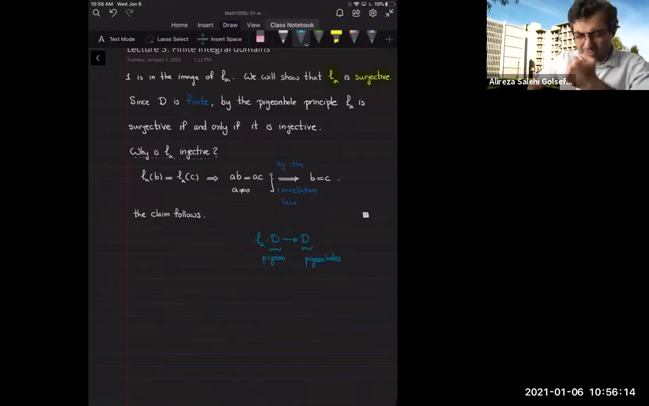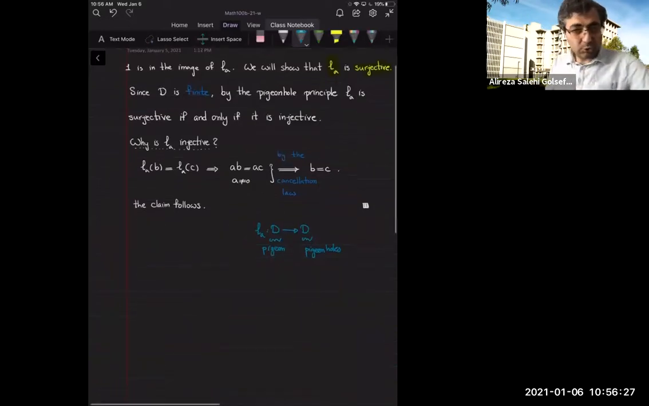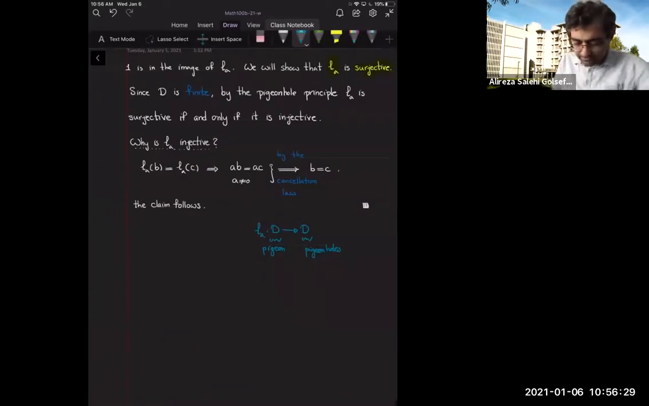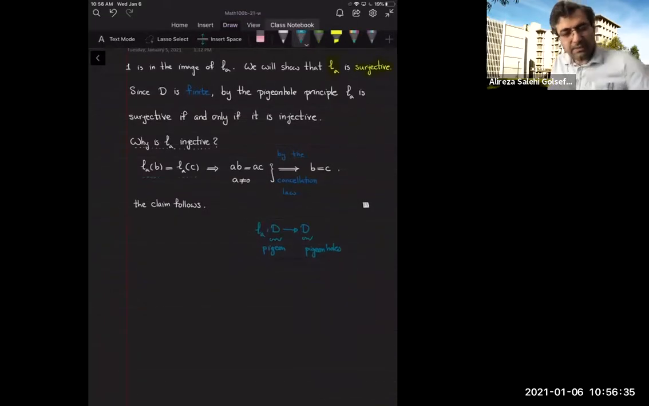And the other side has a similar kind of flavor, but we are focusing on this side because this is the direction that we want to go. So what I'm saying is that it's enough to show this function is injective. Okay, so I want to show that it's injective. What does that mean? This means if the value that this function gives me at b and c are the same, then I have to say b and c are the same.